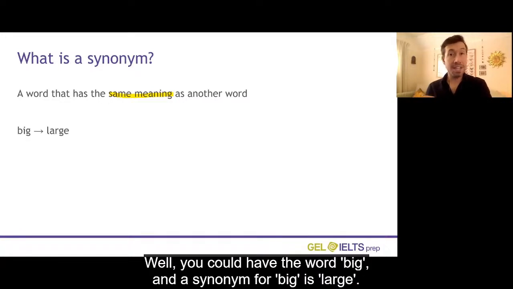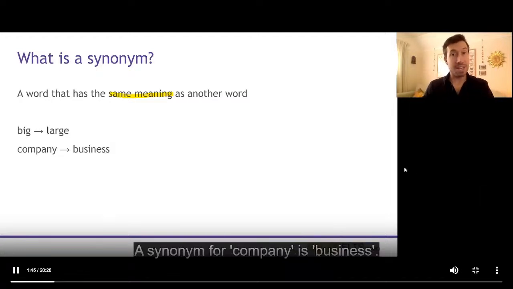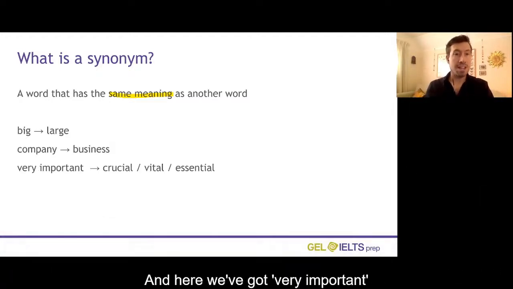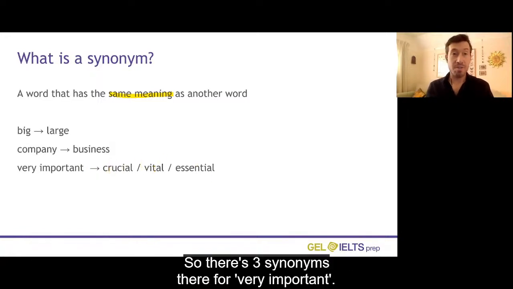Well, you could have the word big, and a synonym for big is large. Equally, you could have the word company. A synonym for company is business. And here we've got very important, and a synonym for very important could be crucial or vital or essential. So there's three synonyms there for very important.